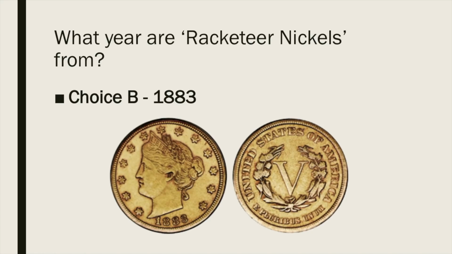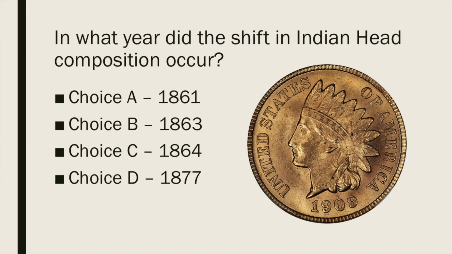So question 2, we have, in what year did the shift in Indian head composition occur? I believe that it shifted from copper nickel to bronze, and the photo is unrelated. Again, it's just an Indian head cent. And for our choices, we have 1861, 1863, 1864, and 1877. And the answer is choice C.